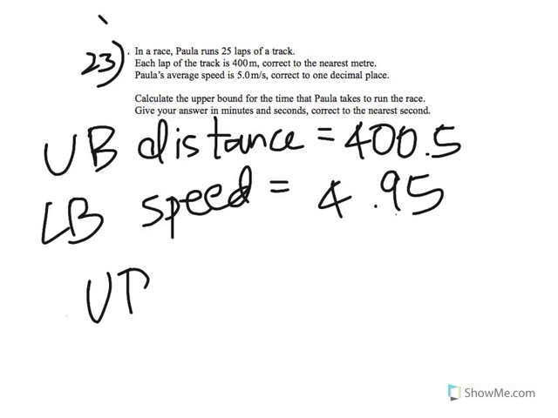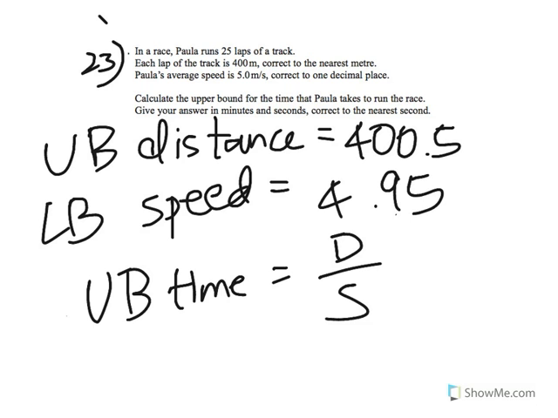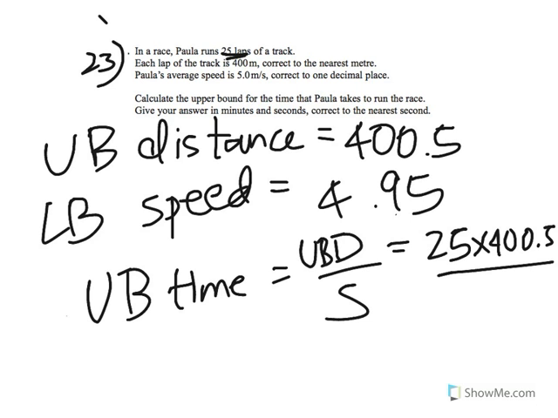So now the upper bound for time, as we discussed, is the distance over the speed. The distance is 25 laps, because he runs 25 laps, times 400.5. 25 cannot have an upper bound because it's a fixed value. He can't run 25.2 laps, and it hasn't been rounded to anything. So the upper bound of time is the upper bound of distance divided by the lower bound of speed, which is 4.95.